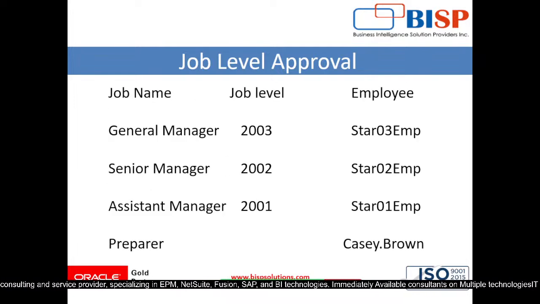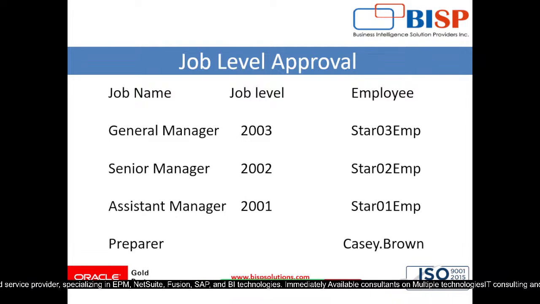In that scenario, we have Casey Brown, and this is a preparer, an employee who can raise the requisition, right? And this request goes to our assistant manager, right? And if assistant manager approves this request, then this request will go to our senior manager, and in the same way general manager, right? So we can set the approval based on these job levels, level 1, 2, 3, 4, right?